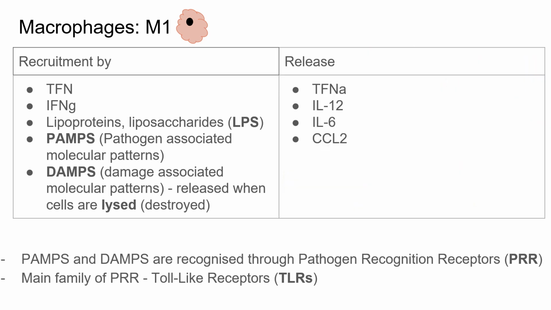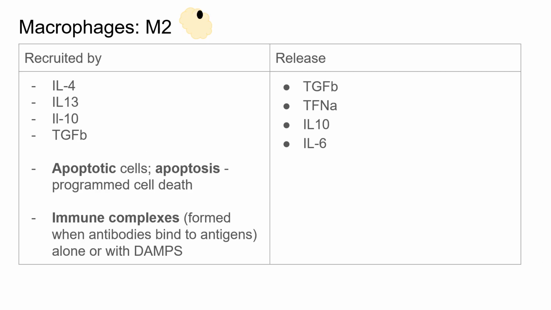The cytokines released by M1 type macrophages are pro-inflammatory. Anti-inflammatory cytokines push type 2 polarization. This can also be induced by the macrophage engulfing apoptotic cells. Furthermore, immune complexes can act alone or together with DAMPs to trigger M2 polarization. M2 type macrophages themselves release anti-inflammatory cytokines.